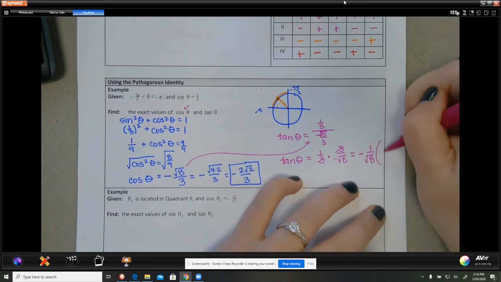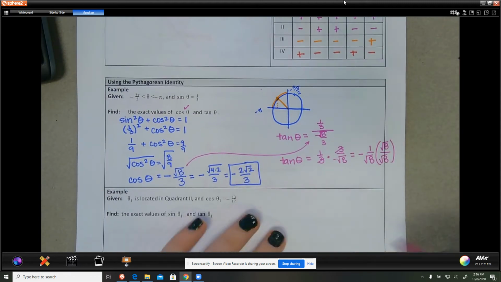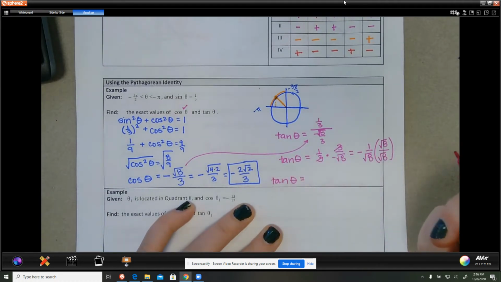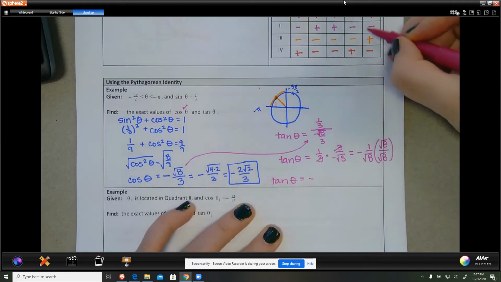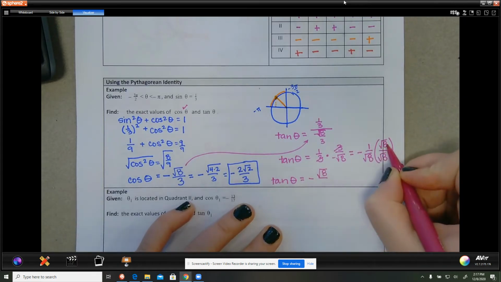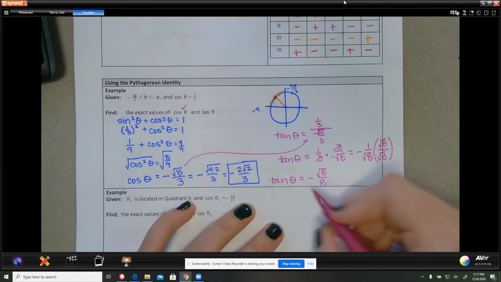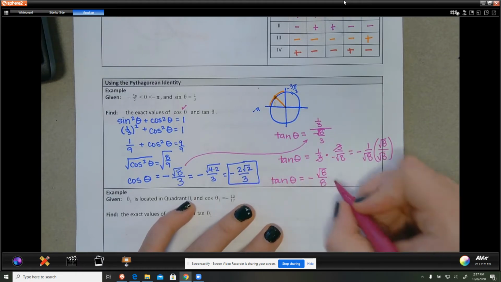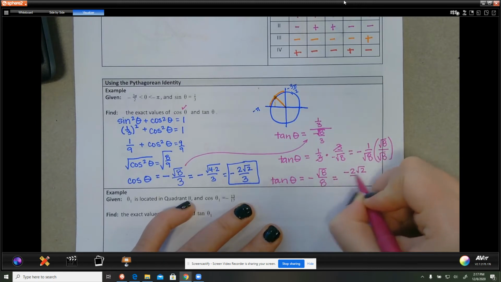So I can multiply by the square root of 8 on top and bottom. All right, so now I have tangent of theta is equal to, it's going to be negative still, and we know that from this box up here too. Tangent's negative. Square root of 8 over 8, because the square root of 8 times the square root of 8 is just 8. And then we know that the square root of 8 reduces to 2 root 2. So final answer, negative 2 root 2 over 8.